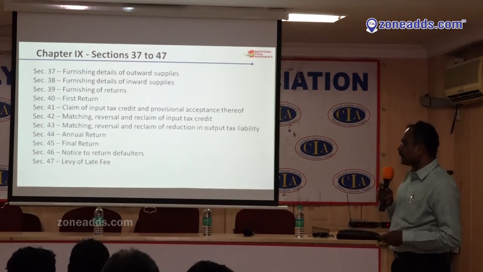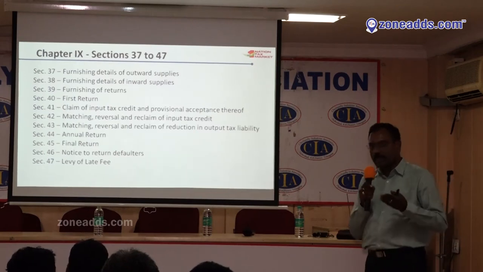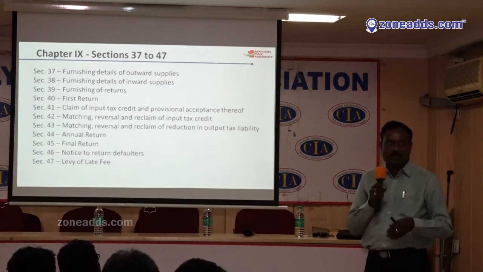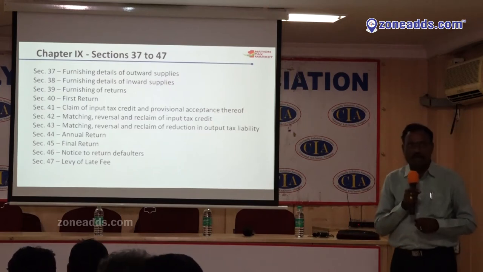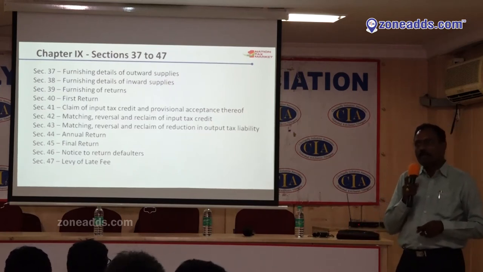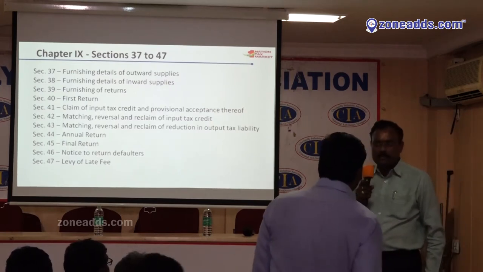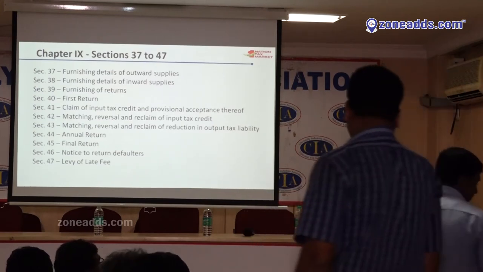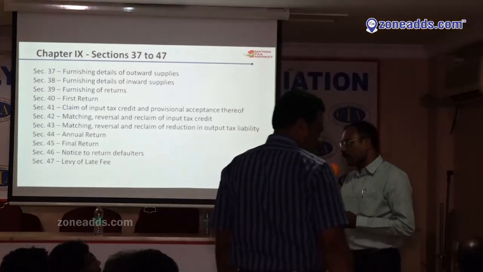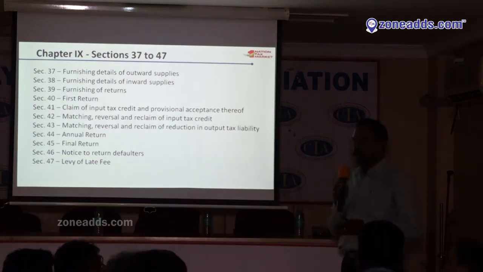Section 42, section 40, that is matching of credit with the output tax liability of the supplier. 44 is the annual return. The annual return is filed before 31st December, subsequent to the financial year. For example, for the year 17-18, the annual return has to be filed before 31st December of 2018.